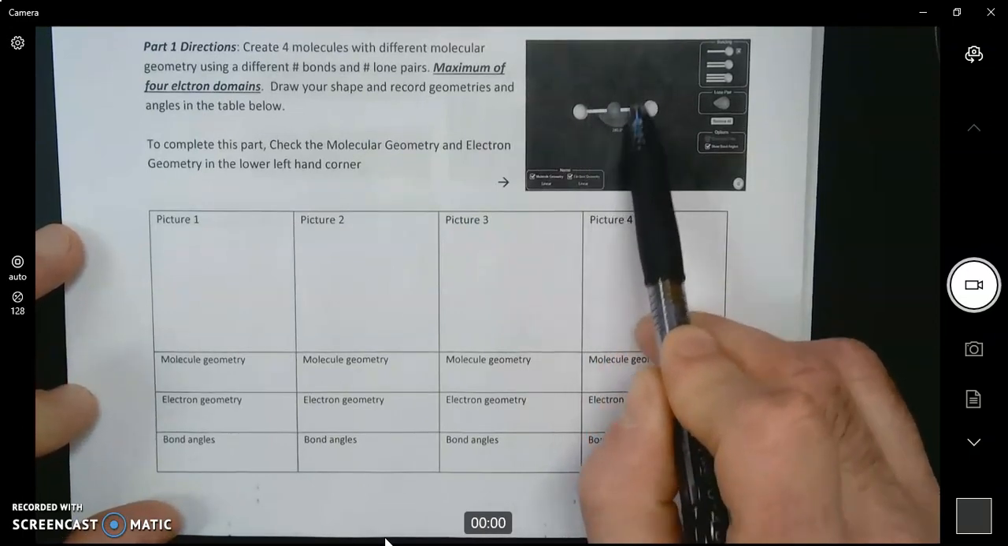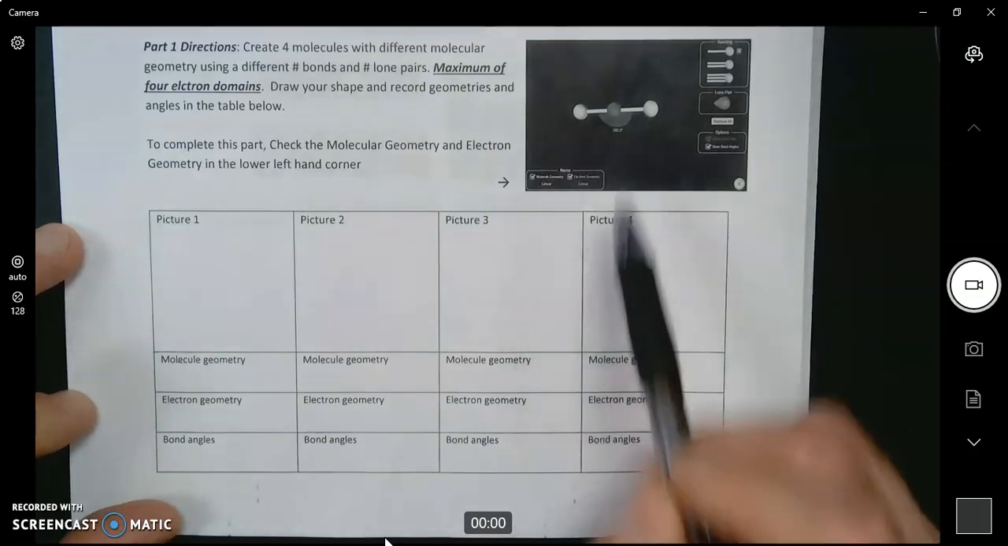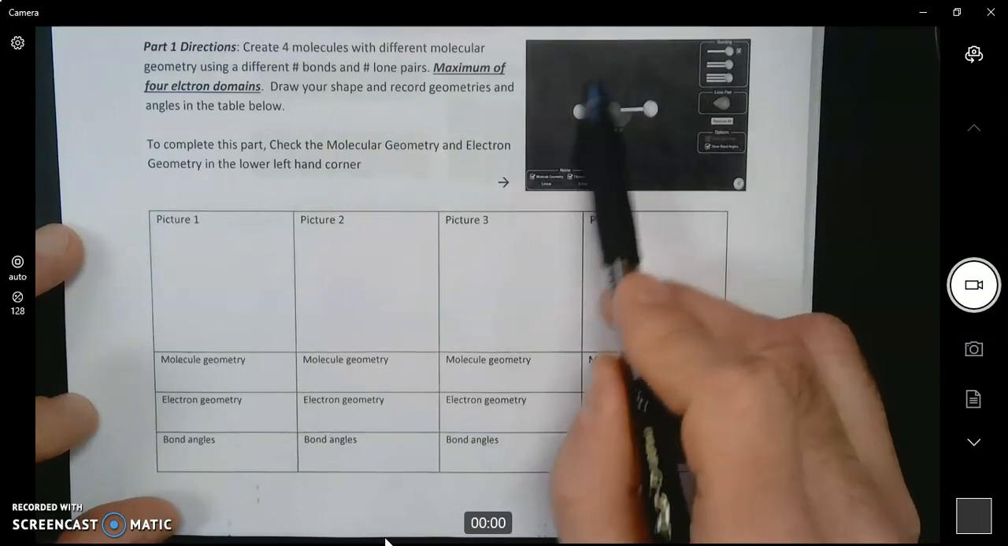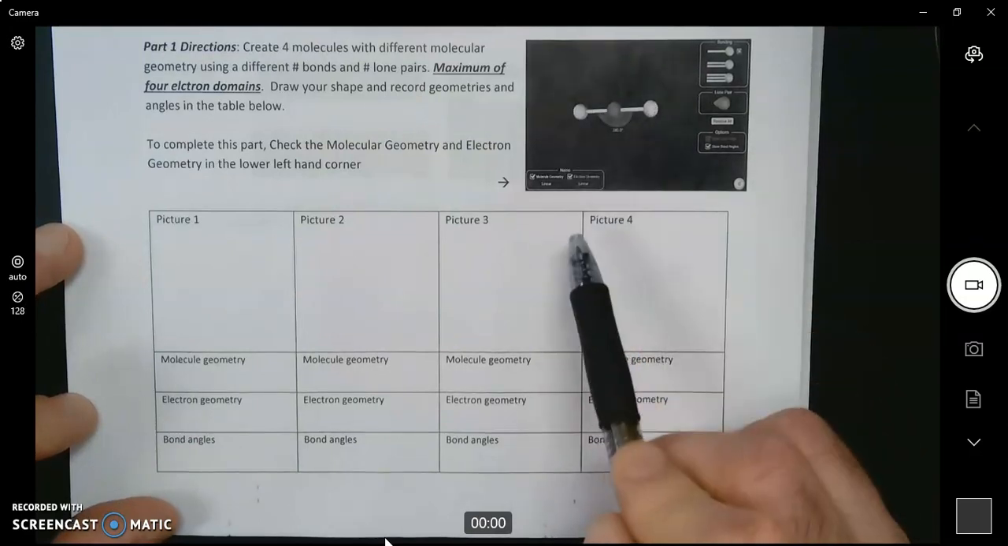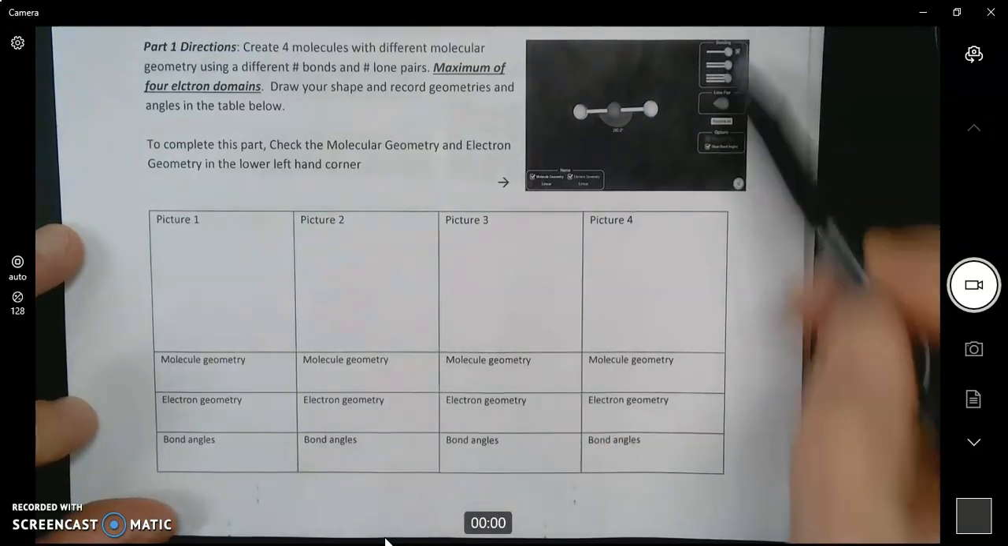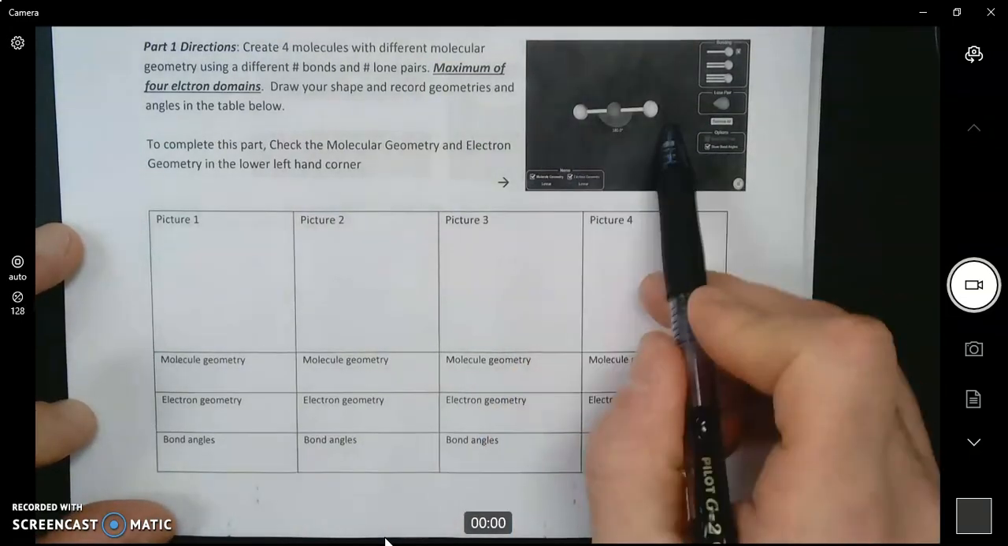8 electrons total around the center atom. So that could be 4 bonds, it could be 3 bonds and a pair, it could be 2 bonds and 2 pairs. It could be 3 pairs and 1 bond. You could have 2 doubles. You could have a single and a triple. You could have 4 singles. So stay within the octet.